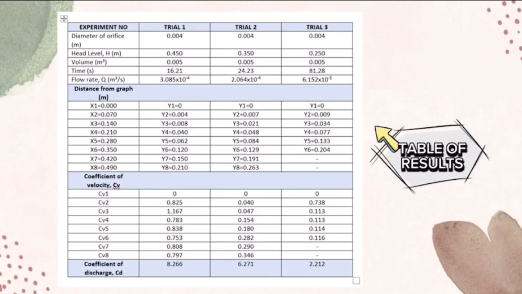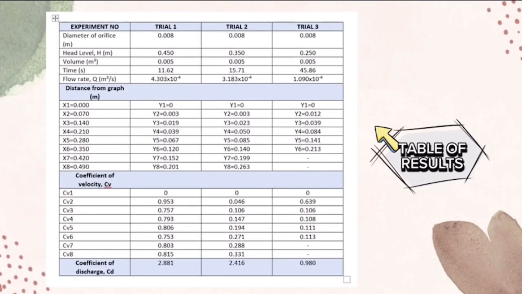The time recorded for each trial was as follows: 16.21 seconds for trial 1, 24.23 seconds for trial 2, and 81.28 seconds for trial 3. To calculate the flow rate Q, we use the formula volume over time. Based on this calculation, the flow rates that we obtained were 3.085 times 10 to the power of negative 4 cubic meters per second for trial 1, 2.064 times 10 to the power of negative 4 cubic meters per second for trial 2, and lastly 6.152 times 10 to the power of negative 5 cubic meters per second for trial 3. These are the results that we obtained for the 8 mm diameter of orifice.